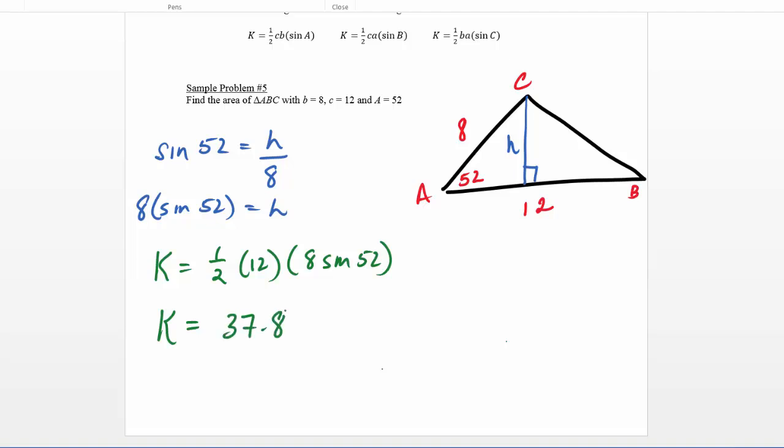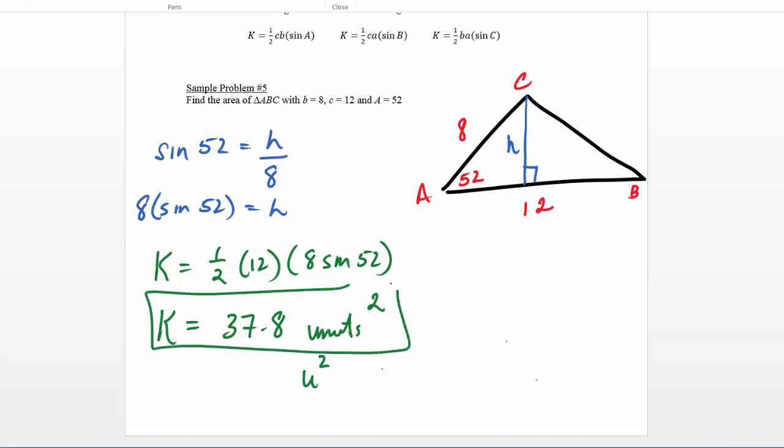Now, in this particular triangle, I did not give you a unit of measure, and we should know that an area is units squared, whatever unit measure is. So I can just write units squared, or you may even use units squared, whichever way you want to do that. So that is our final answer for this particular problem.